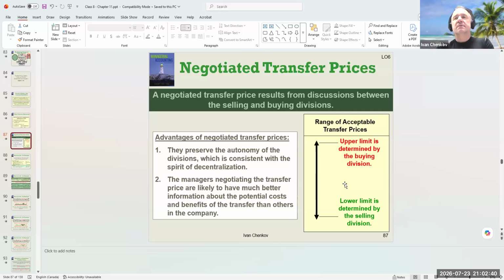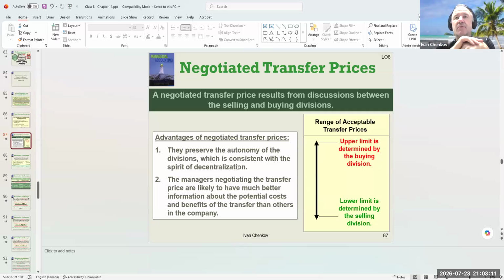Which are the advantages? Somewhere in the middle, we're going to have negotiation between the two managers. Which are the advantages of negotiated transfer price? It tries to preserve the autonomy of the division and gives both managers the potential to come up with a price which will be acceptable to both divisions. And that's also consistent with the decentralized system that we may have in the company.